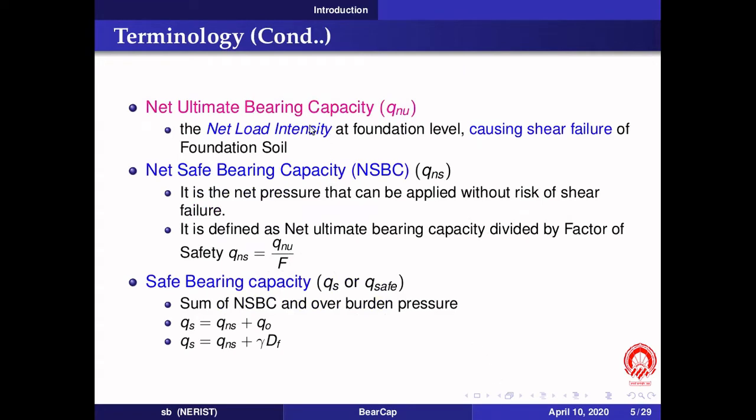Then similarly, if I take the net pressure at that condition, that will be called net ultimate bearing capacity. So net ultimate bearing capacity is the net load intensity at the foundation level which will be sufficient to cause or initiate shear failure of the foundation soil. So again, we can write it as the difference of gross ultimate bearing capacity and the effective surcharge.